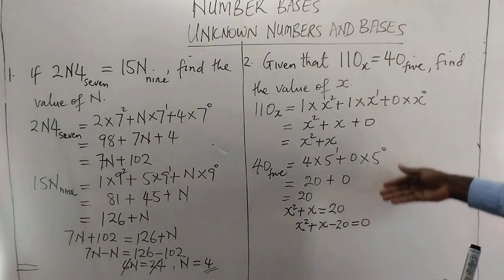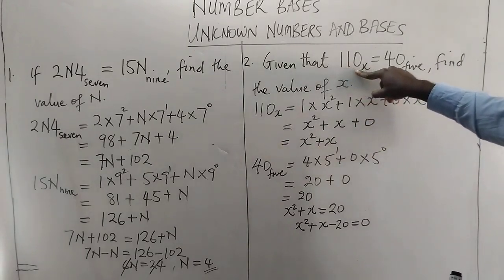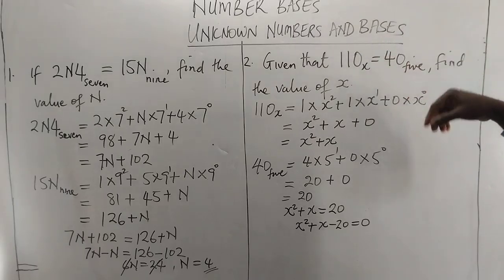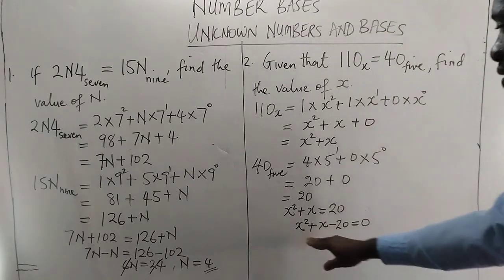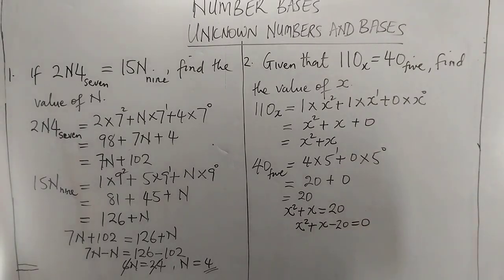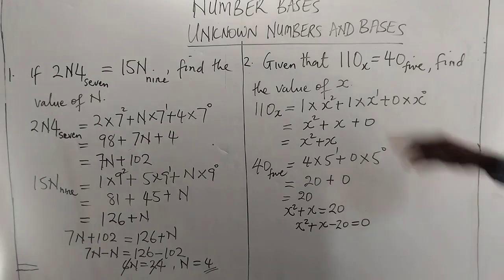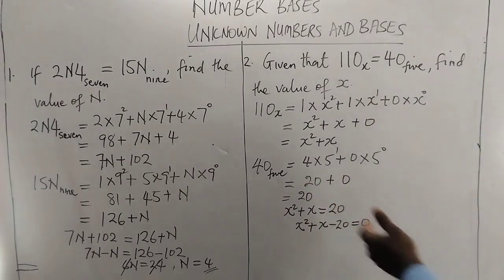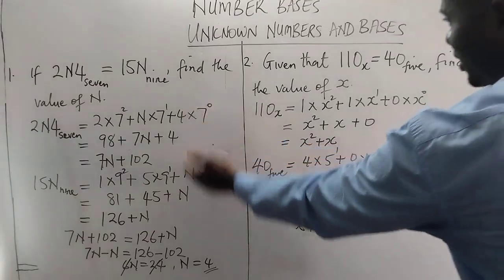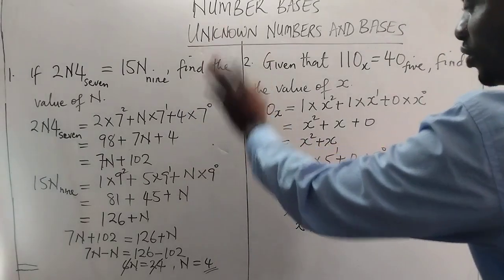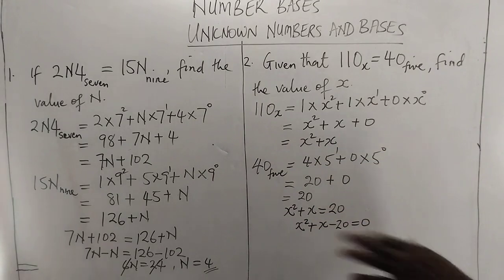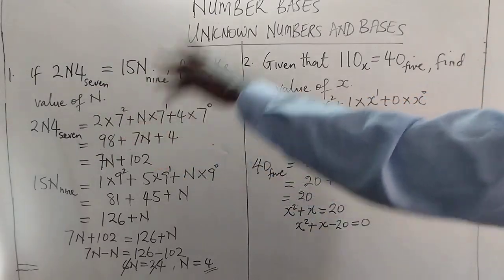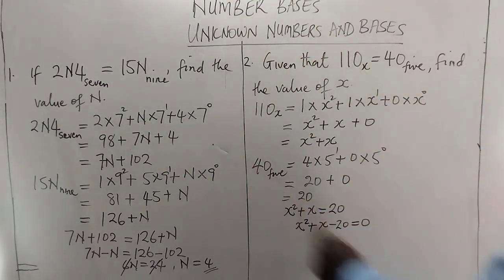Even before you start, once there are 3 digits in the number that has the unknown base, definitely you are going to come across a quadratic equation. But if it has only 2 digits, it's going to be a linear equation. Unknown numbers will always give you a linear equation, no quadratic in unknown number. No matter the position of the unknown number, it will always give you a linear equation.